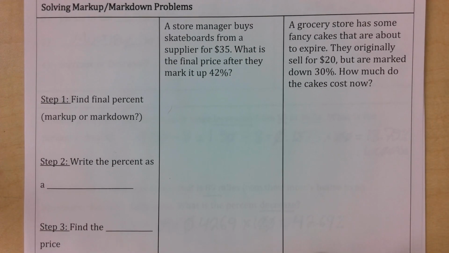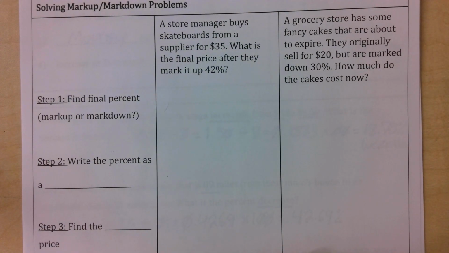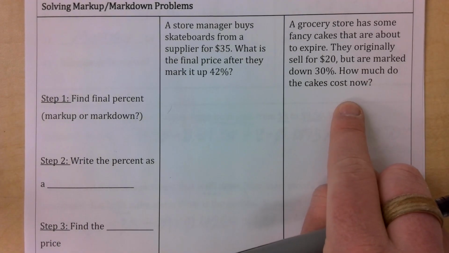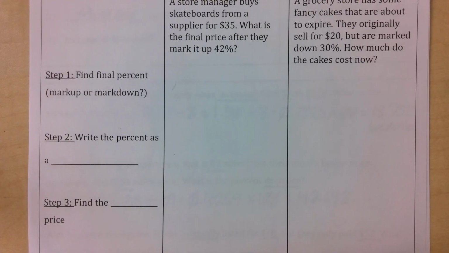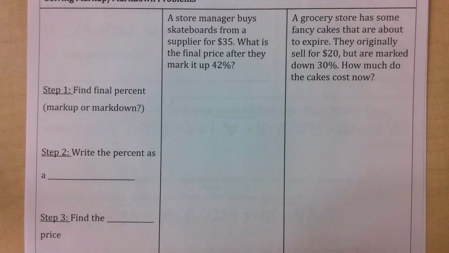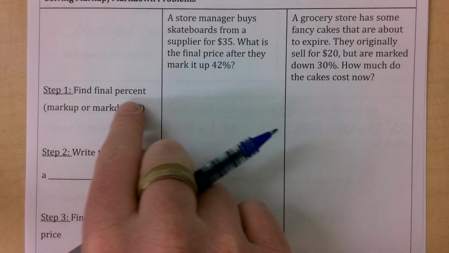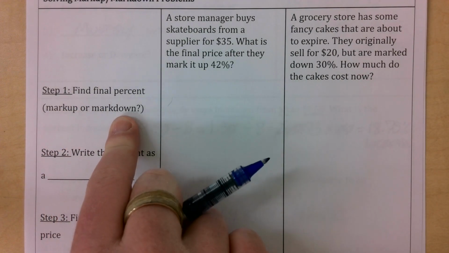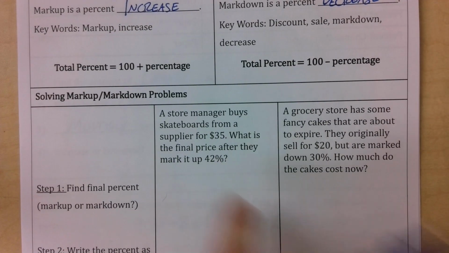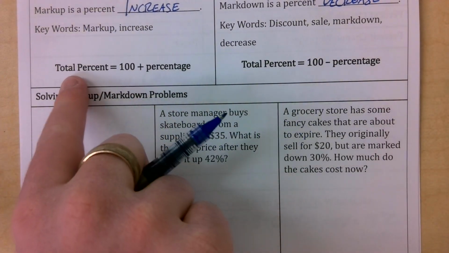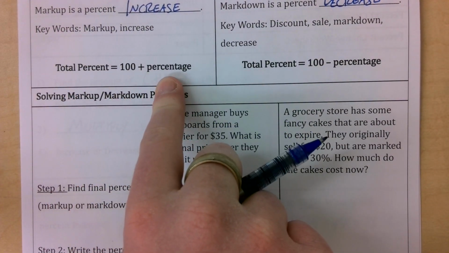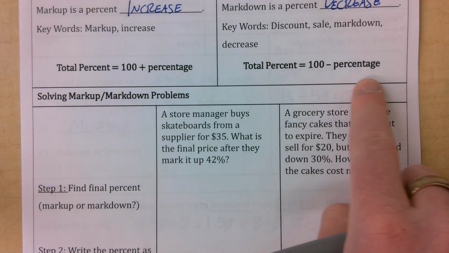Let's look at some problems. If we want to solve markup and markdown problems, we're going to look at one of each. There's a couple steps we're going to take. Step one, you need to find the final percent. Is it a markup or is it a markdown? If it's a markup, we're going to do 100 plus the percentage. If it's a markdown, we're going to do 100 minus the percentage.